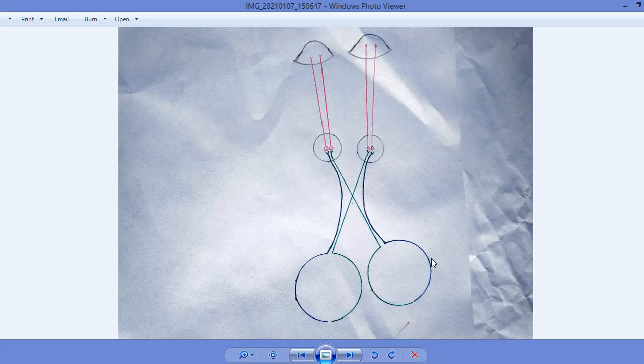But this is not so simple. The retina is having two sides. The retina which is adjacent to the temporal side, or lateral side, is called the temporal retina, and the retina which is near to the nose, or on the nasal side or central side, is called the nasal retina. So once again, this is the nasal retina and this is the temporal retina.